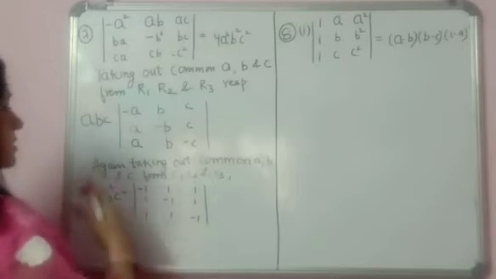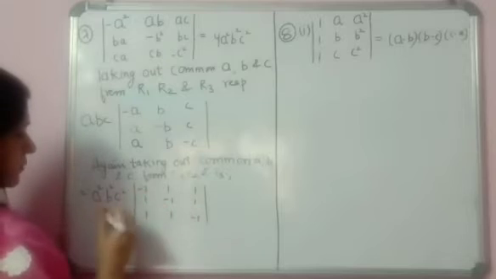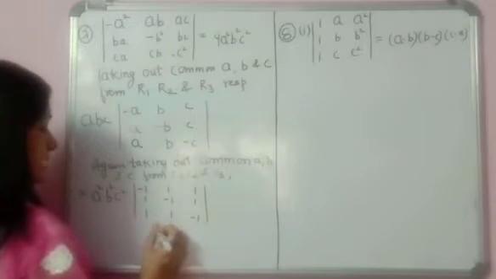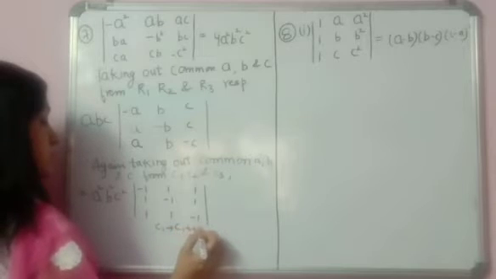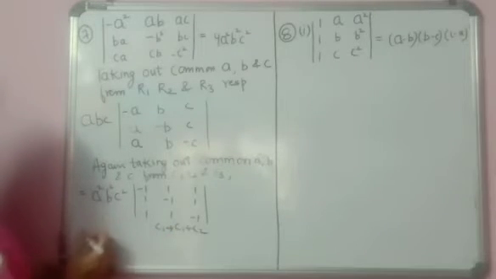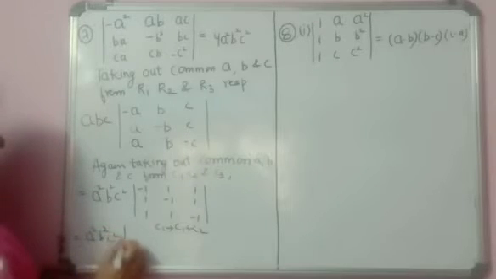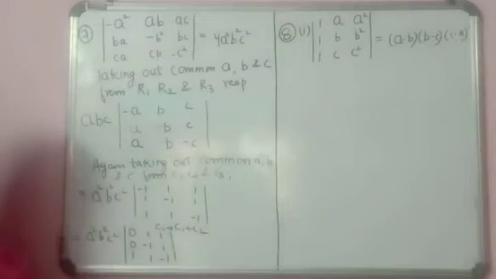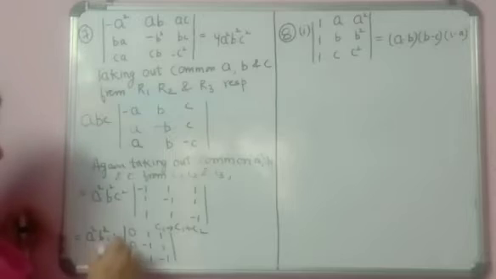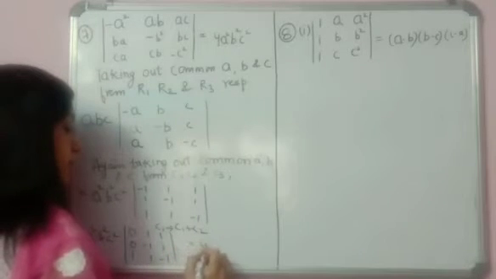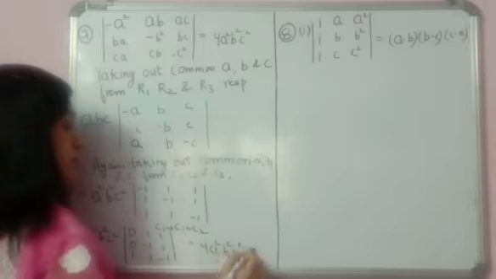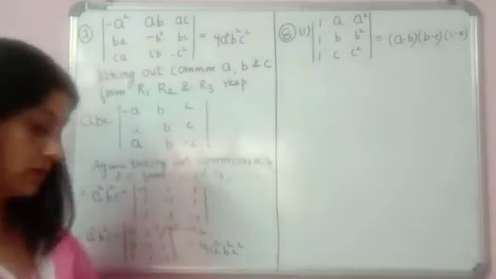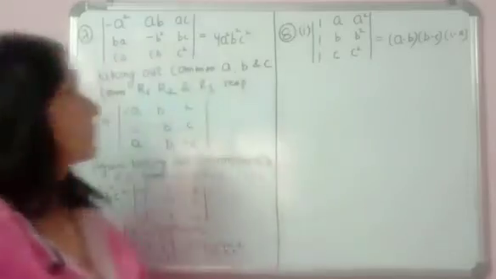You can see that from this we can get a 0 by applying C1 changed to C1 plus C2. After this I think 2 zeros you will get. So a square, b square, c square, then 0, 0, 1; 1, minus 1, 1; 1, 1 and minus 1. Now if you expand it about this C1, you will get 4 a square, b square and c square. Okay, is it clear? So this was your question number 7.